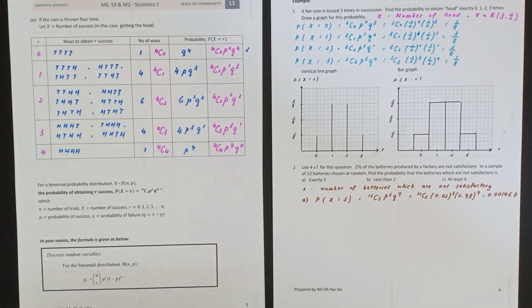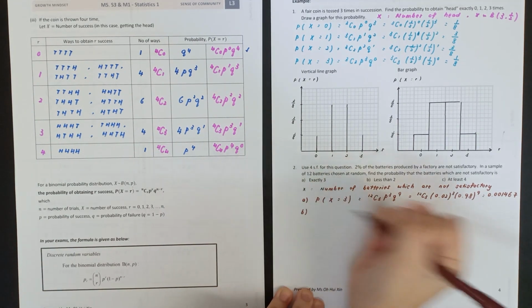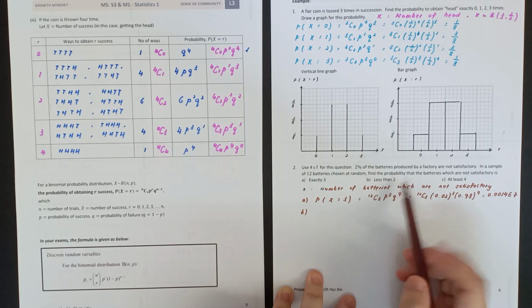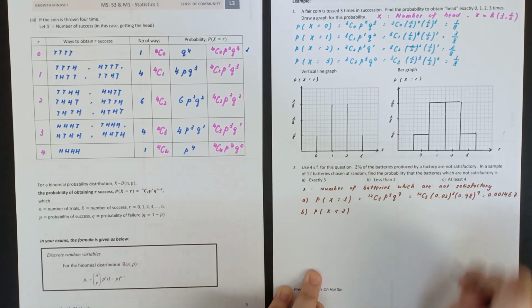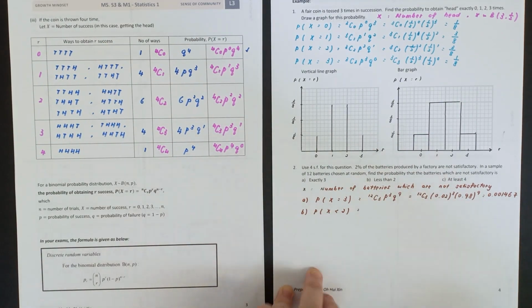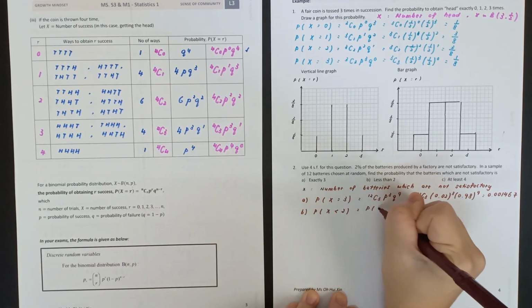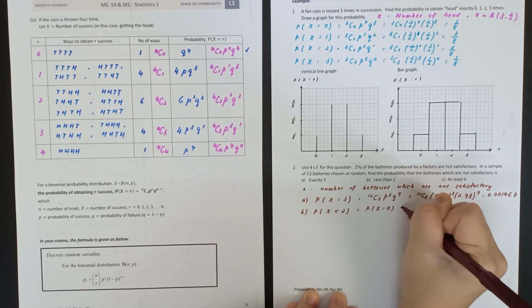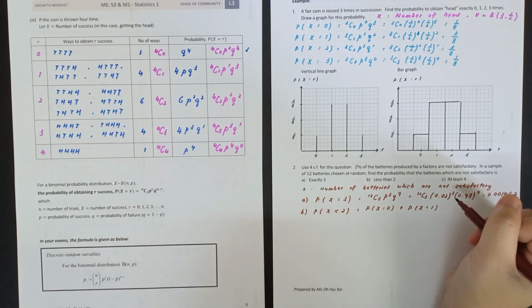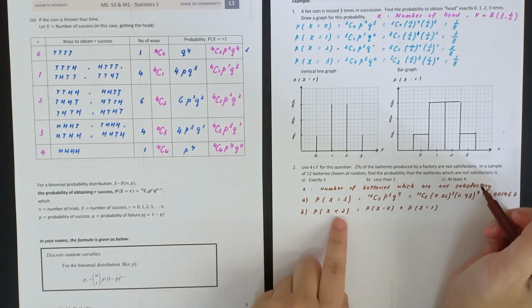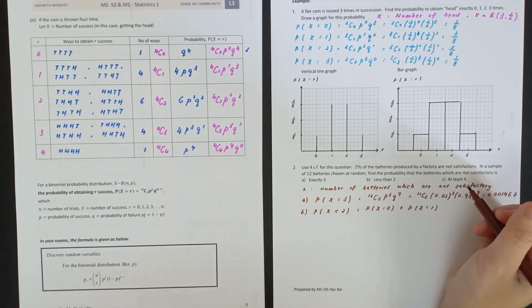Next, move on to B. The number of batteries that are not satisfactory is less than 2. So the probability for x less than 2. Less than 2 means what numbers of not satisfactory batteries can you accept? It's when P(x equals 0) and P(x equals 1). Can you accept x equals 2? No, because you want less than 2. So that's why only 0 and 1.